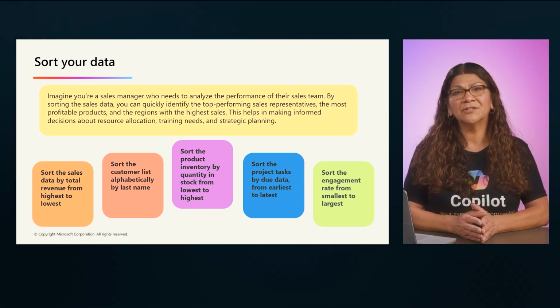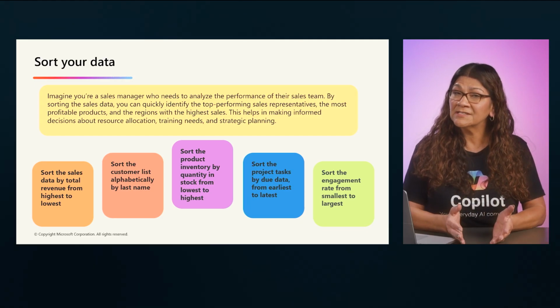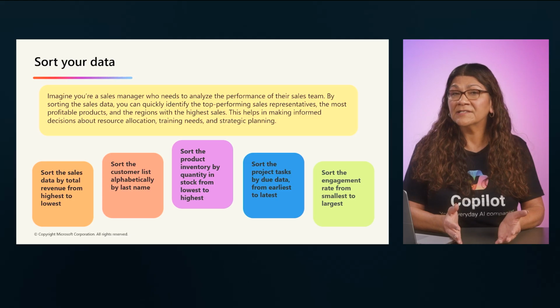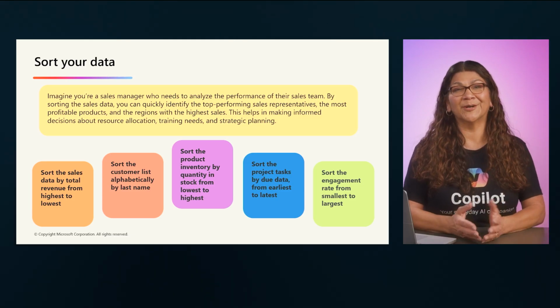Think about how you could use this feature. Maybe sorting customer feedback by sentiment, projects by risk level, or inventory by reorder priority, and more.